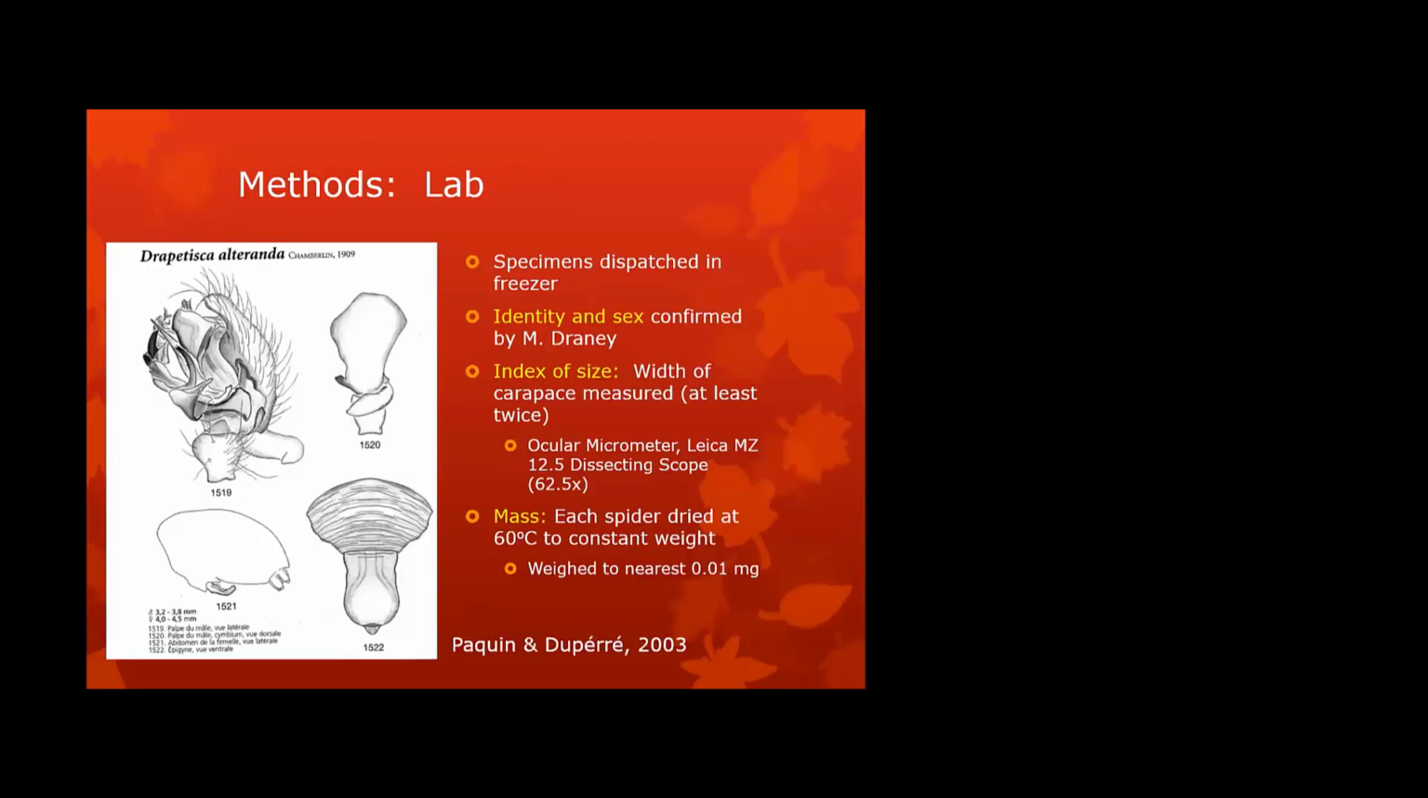In the lab, the spiders were dispatched in the freezer. I confirmed the identity and sex of all the specimens, and it's a pretty easy spider to identify. Students measured the carapace width of the spiders as an index of size. Two different students measured it independently, and if the results weren't close, then I would measure them again. And then each spider was dried at 60 degrees Celsius and weighed.